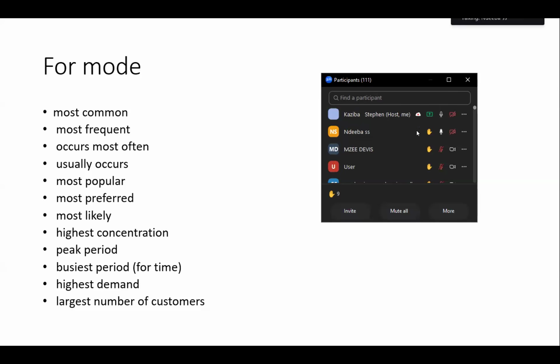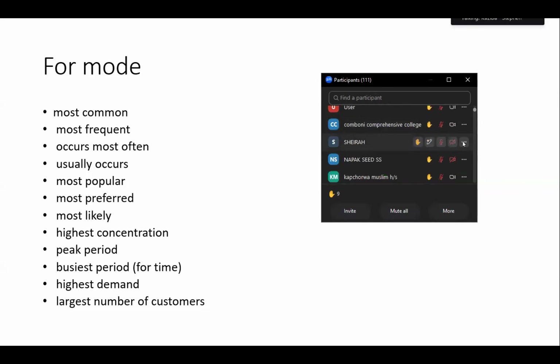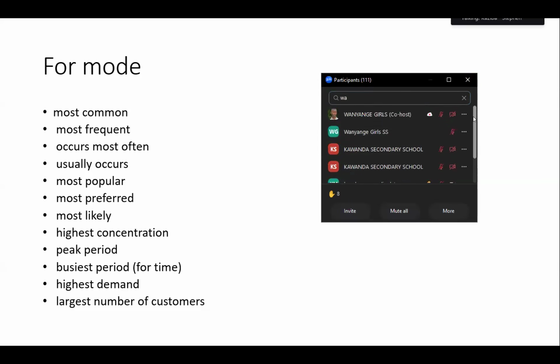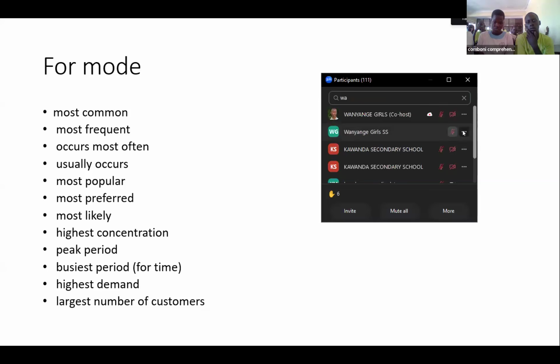Thank you. Okay. Mzee Davis, the rest I kindly place them in the chat. I'll be able to respond, because I want us to move on with Wanyange, and then I want to start off with other numbers.